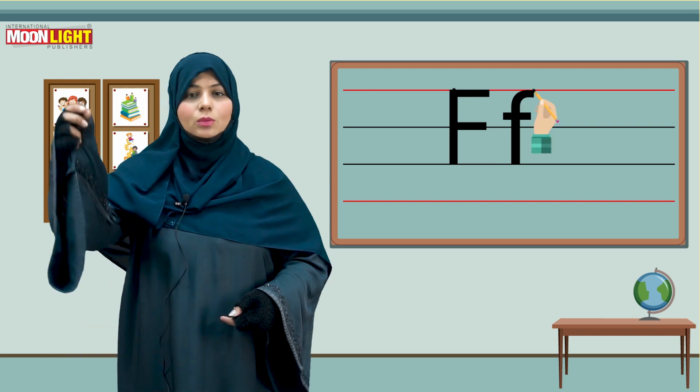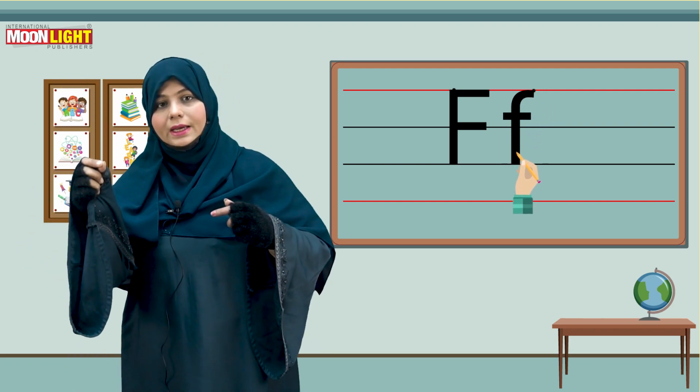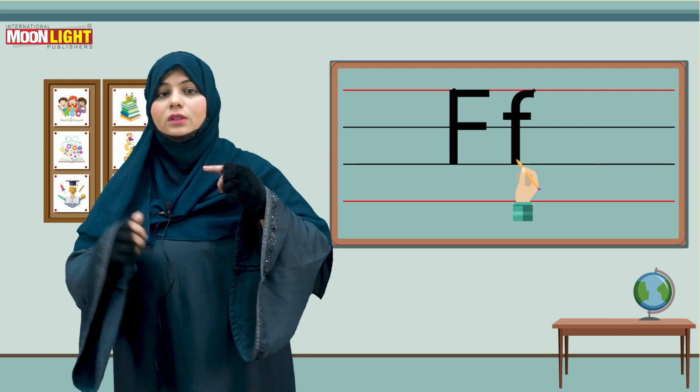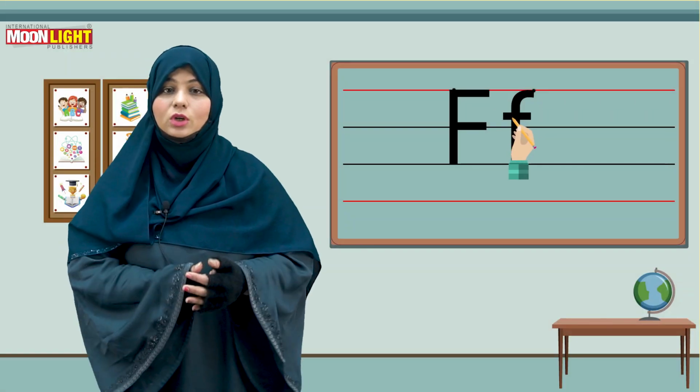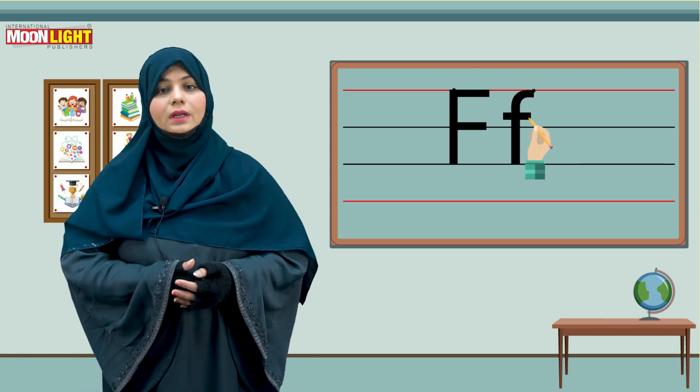After that, make a small curve line on first line. Then make a straight line. It will touch on third line and make a small slipping line in second line. It will become small letter F.